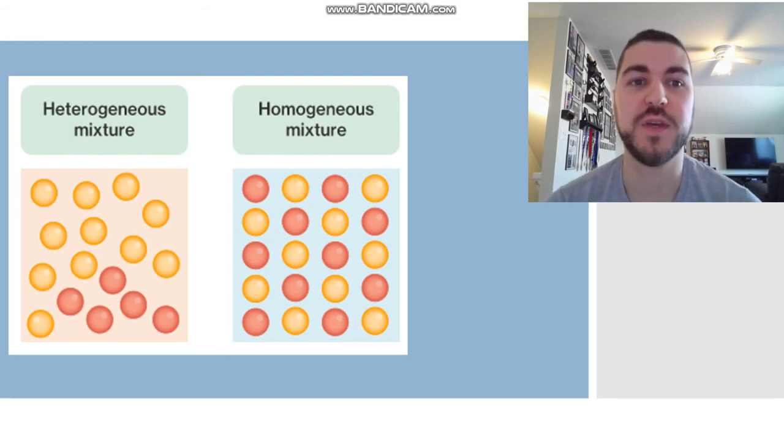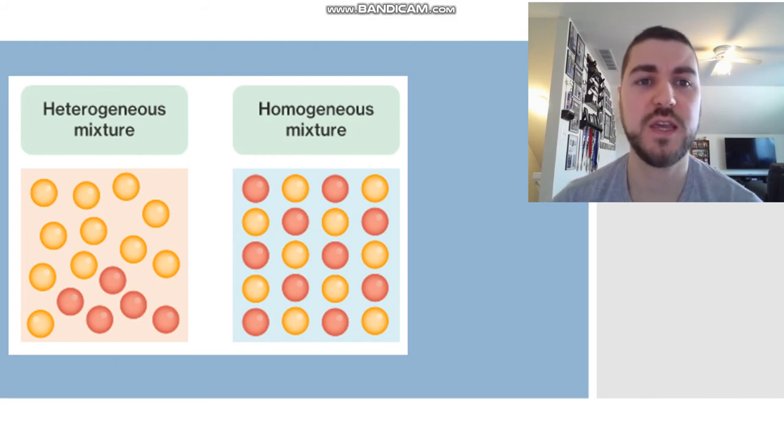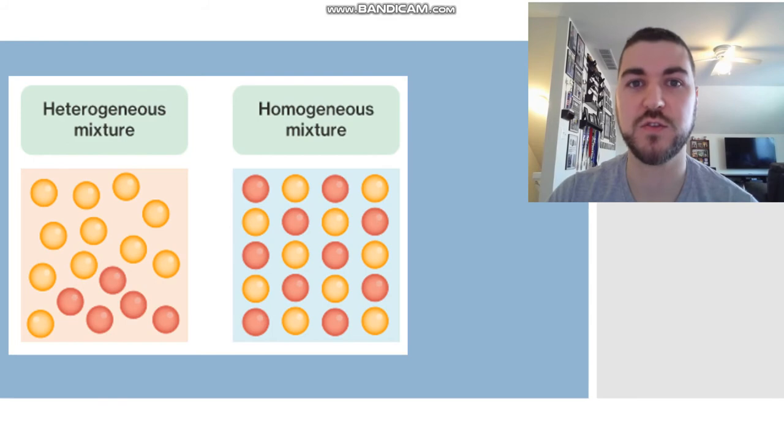In a heterogeneous mixture, you'll notice that it's not evenly distributed. It's not uniform. If I was to take the top part of the heterogeneous mixture diagram, I would only be getting the orange substances. And all the red substances are at the bottom of the mixture. So this isn't uniform. It's not evenly distributed.